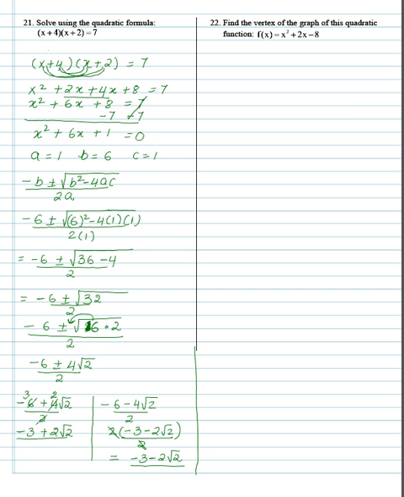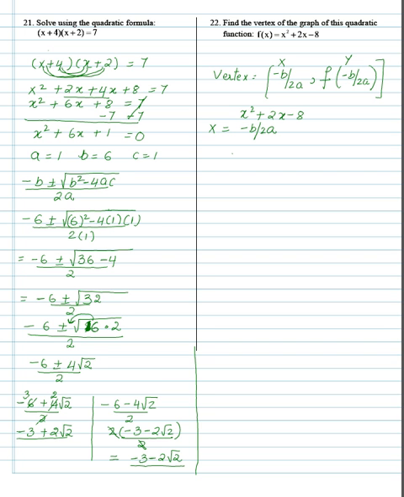Find the vertex of the quadratic function. The vertex of the quadratic function is negative b over 2a, comma, f of negative b over 2a. So let me go ahead and find, this is the x and this is the y. Let me go ahead and find the x first. Negative b over 2a. What is my quadratic equation? X squared plus 2x minus 8.